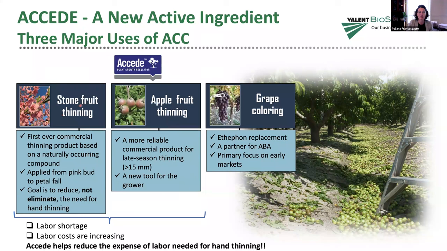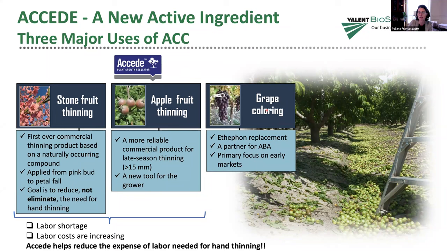It's going to be registered for stone fruit thinning. It's going to be the first ever commercial thinning product based on a naturally occurring compound. So it's the only product available for stone fruit. And when I talk of stone fruit, we have the label for peaches and nectarines. For apple, it's going to be one more tool in the toolbox for the growers. It's a more reliable commercial product that we are targeting for late season.